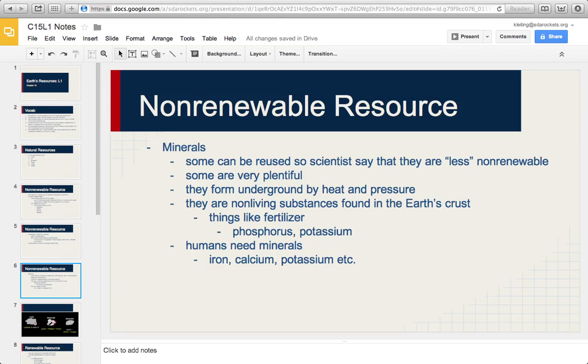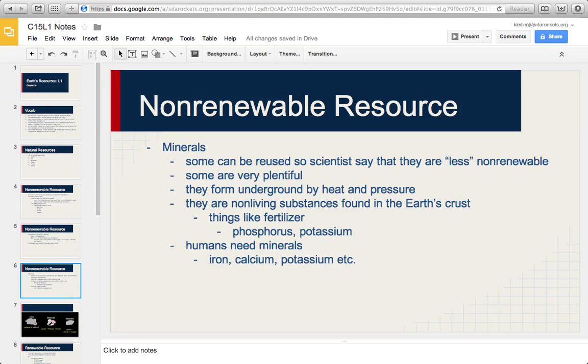So minerals, some can be reused, so scientists say that they're less non-renewable. They're non-renewable only because they're not being created as quickly as we're using them, but because they can be reused, they're not quite as endangered to run out. Some are very plentiful. They form underground by heat and pressure, almost exactly like our fossil fuels. They're non-living substances found in the Earth's surface, or the Earth's crust.